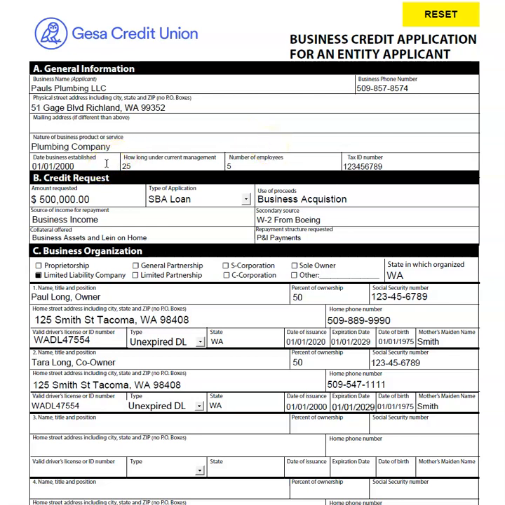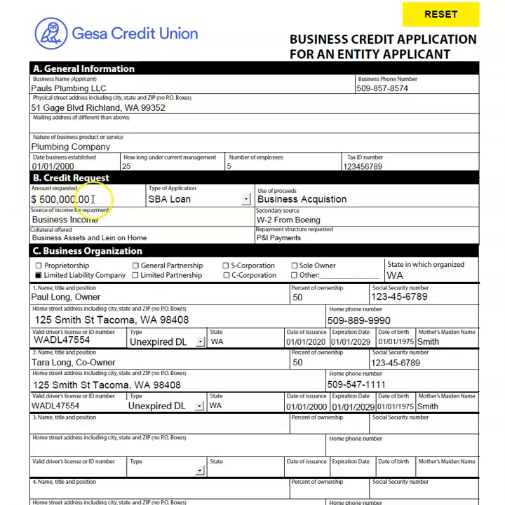Date the business established, that is the date per the Secretary of State. How long have you been under current management? The number of employees your business has, and your tax ID number for Paul's Plumbing in this case. Section B is regarding the credit request.